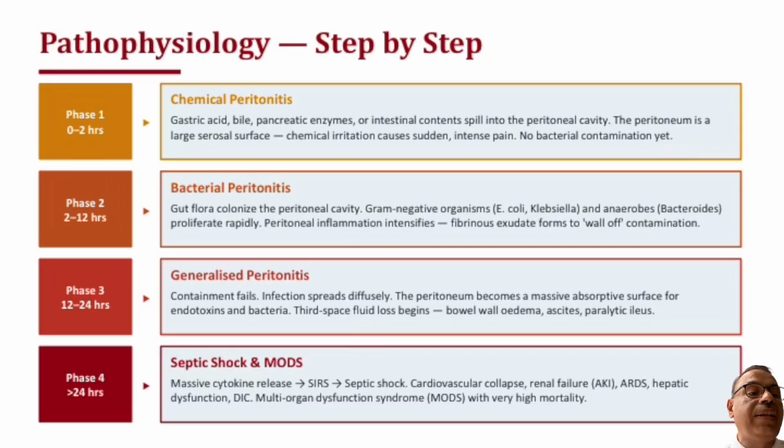Kidneys are at risk of failure, leading to acute kidney injury or acute renal shutdown. The patient can go into acute respiratory distress syndrome, hepatic dysfunction, and disseminated intravascular coagulation, ultimately leading to multi-organ dysfunction syndrome, which has a very high mortality of almost 40 to 50%. So all efforts should be made to contain this perforation in the initial phases, that is phase 1 or phase 2. If definitive management is done in the initial phases, it is very unlikely that the patient would go into the third and fourth phase.